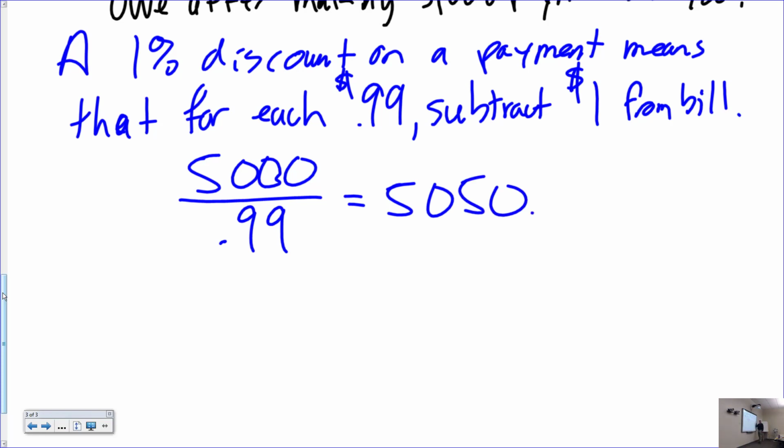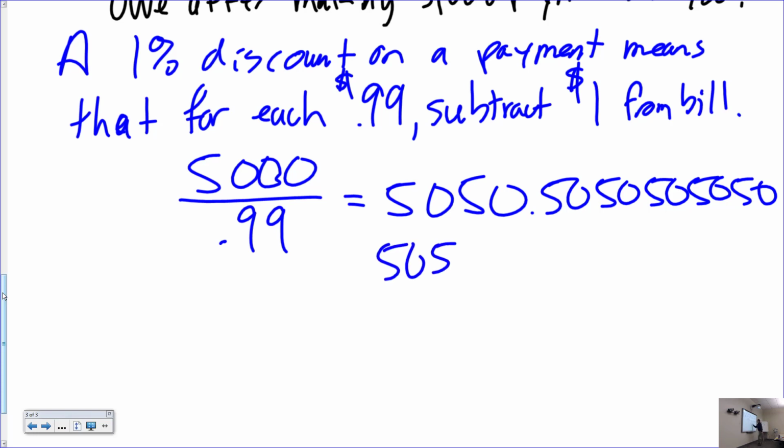You get 50, 50, 50, 50, 50, right? Yeah. So now round that to the appropriate place that money should be rounded. 5,050.51. So our $5,000 payment is worth $5,050 and a tack on of 51 cents.